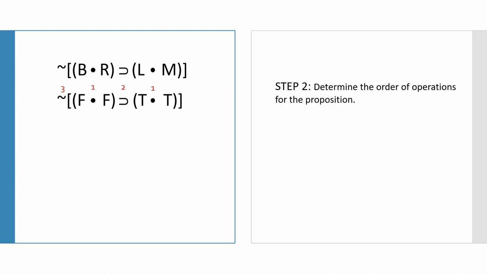The next step here is to determine the order of operations. Now, in the end, this is just a gigantic, messy conditional statement. And each side of the conditional statement, the antecedent and the consequent, are simply conjunctions. So we would need to solve both of those conjunctions before we could determine the truth value of our conditional statement. So I put 1 over each of those because it doesn't really matter which one you do first. You just need to do them both.